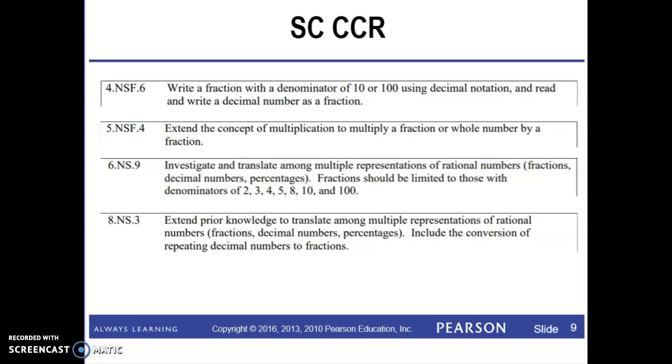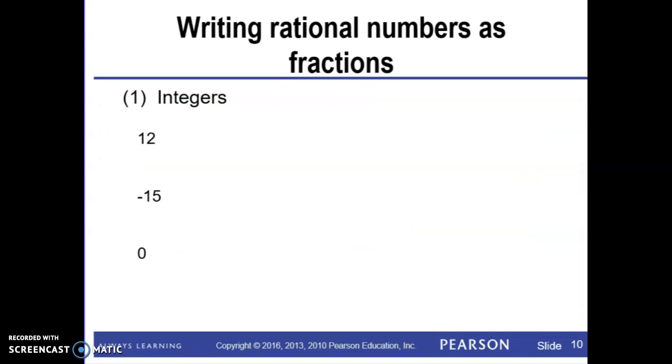In sixth grade, we're going to look at multiple representations of rational numbers, so moving fluently back and forth between fractions and decimals. And also in sixth grade, we're going to introduce the idea of percentages. And then in eighth grade, we're going to look at those repeating decimals and changing those types of numbers to fractions. So you can see that we have all four of our different types of rational numbers represented. Okay, so let's start here.